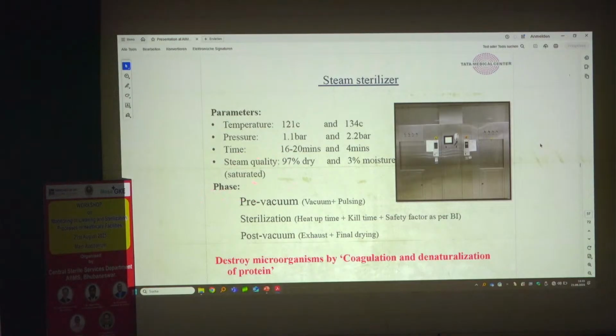This is very dangerous for sterilization. And the phases are the pre-vacuum, sterilization, and the post-vacuum. In the steam sterilizer, the microorganism is killed by the coagulation and denaturation of protein.